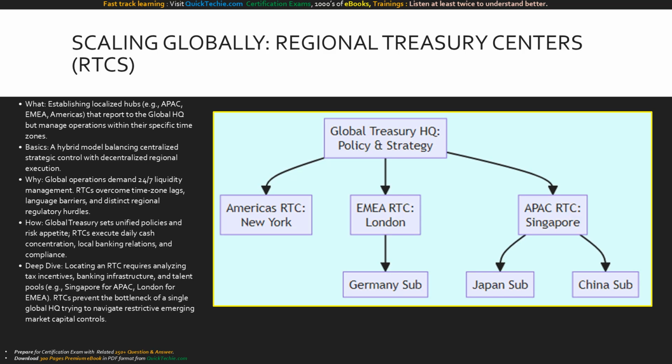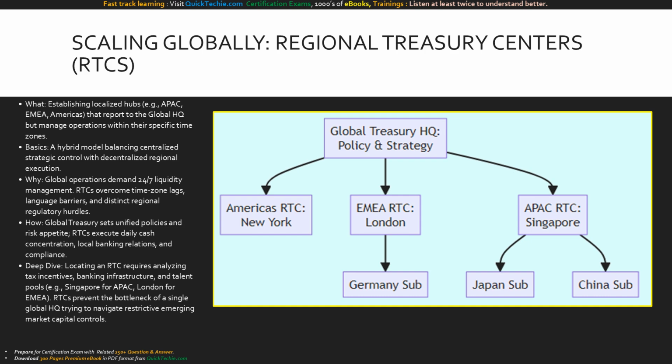As organizations grow into massive multinationals, a single HQ isn't enough. Slide 6 explores regional treasury centers, or RTCs. What are they? They are localized hubs like one for Asia, one for Europe, and one for the Americas that report to a global HQ, but manage their specific time zones. The basics form a hybrid model. You maintain global strategic control, but execute regionally. Why do this? Because global commerce never sleeps. RTCs eliminate time zone delays, bridge cultural and language gaps, and handle complex local regulations.